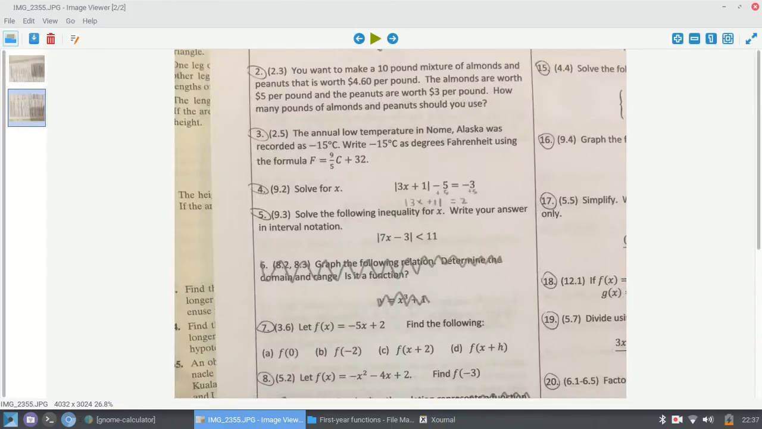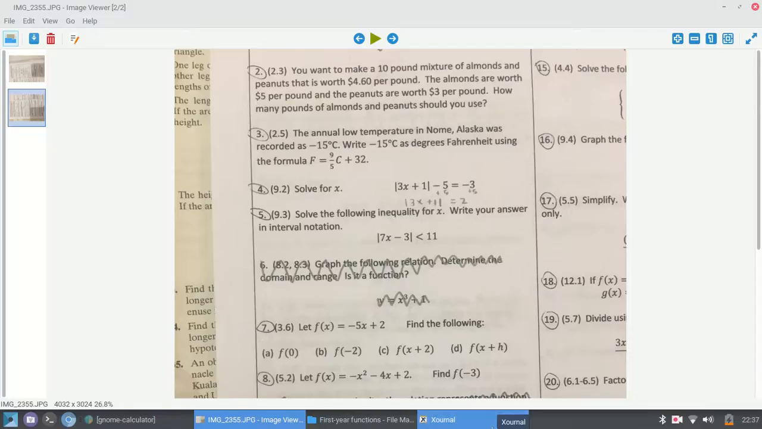Let's see. The annual low temperature in Nome, Alaska, was recorded as negative 15 degrees Celsius. Now, Alaska is in the States, in America, so they deal with Fahrenheit. You have to write negative 15 degrees Celsius as Fahrenheit using the formula: 9/5 of the temperature in Celsius, added to 32, is the temperature in Fahrenheit. That's all it's saying.